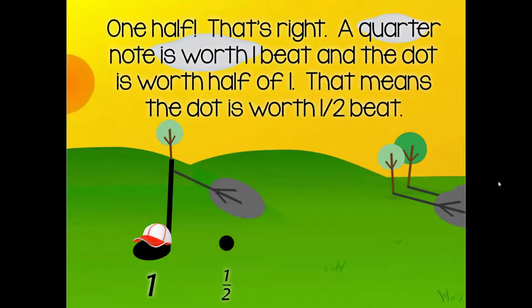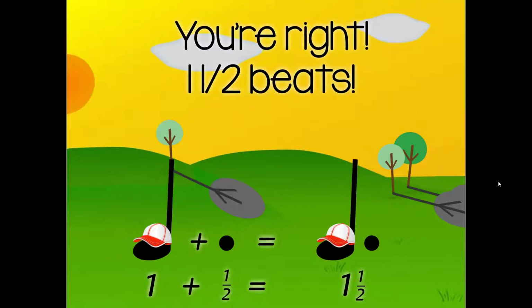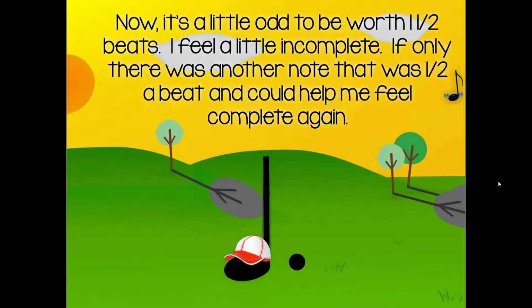1/2, that's right. A quarter note is worth 1 beat and the dot is worth half of 1. That means the dot is worth half a beat. If you see a dotted quarter note, a dotted ta, that means you add the 1 for the quarter note plus the half for the dot. You would get 1 plus 1/2 is, you're right, 1.5 beats.